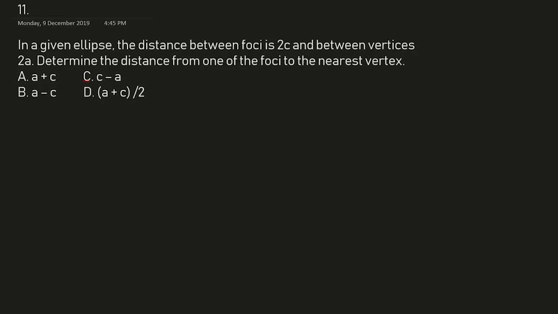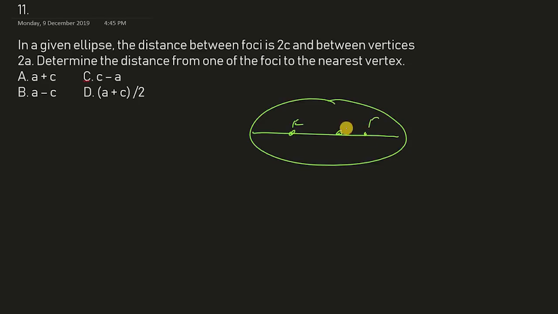Next. Number 11. In a given ellipse, the distance between foci is 2c. Alright. So, meron tayong ellipse. Tama naman. Yung distance from this foci and another foci, this is 2c. Between the vertices is 2a. Tama naman because ito guys, that's A and this is also A. This is C and this is C. Now, ang tinatanong niya, determine the distance from one of the foci, this is one of the foci, to the nearest vertex.